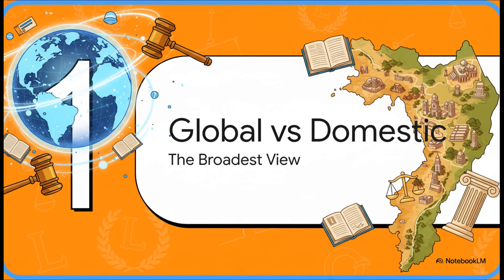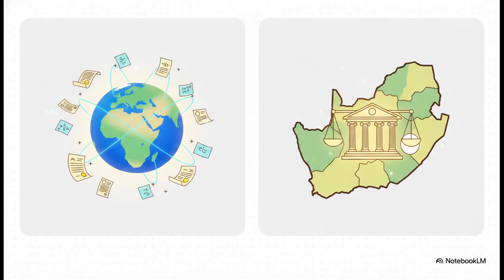All right, starting off with Section 1, Global versus Domestic Law, the broadest view. Right at the very top of our legal filing cabinet, the whole system splits into two massive overarching categories. On one side, we've got international law. That's the law of nations, governing relationships between completely independent states through things like treaties and conventions. On the other side is national law, or domestic law, which is basically the entire body of rules applied and enforced within the borders of one specific country.